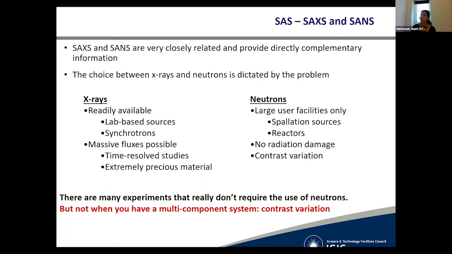Neutrons are only used in large-scale facilities, but the biggest advantage of neutrons is basically their sensitivity to light elements, but also the fact that they are very highly penetrating and that they allow for the measurements of magnetic properties. Also, a big advantage of neutrons compared to X-rays is the lack of radiation damage, and also the use of contrast variation.